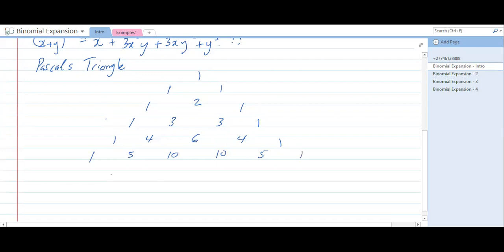Let's just do one more. 1 plus 5 is 6. 5 plus 10 is 15. 10 plus 10 is 20. 10 plus 5 is 15. And 5 plus 1 is 6. 1, 1. What we can also see is that this triangle is symmetrical.